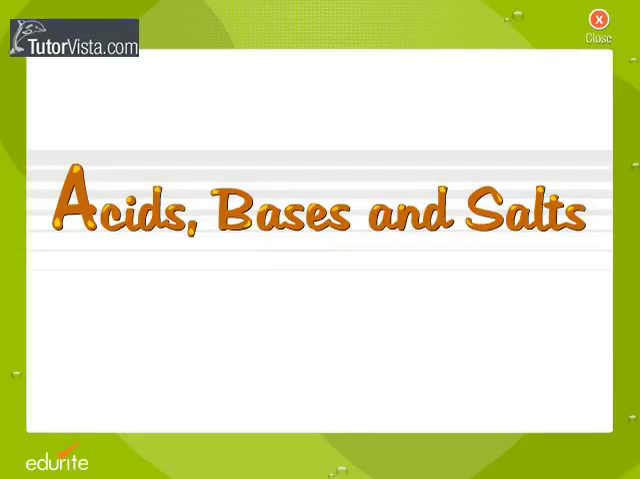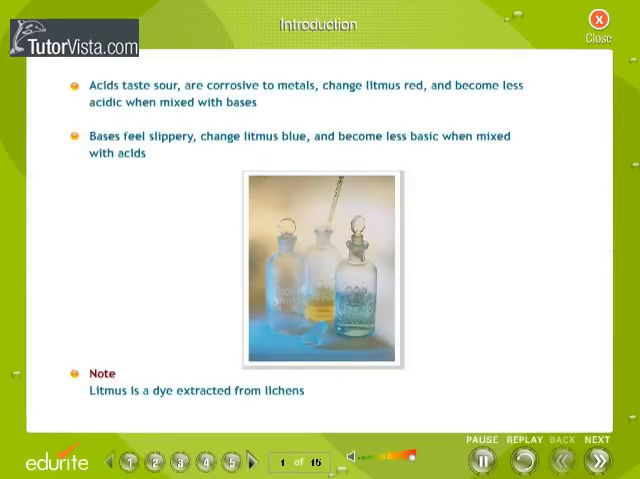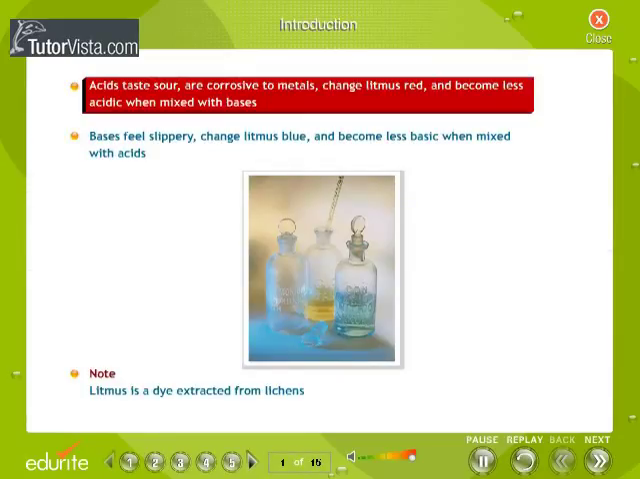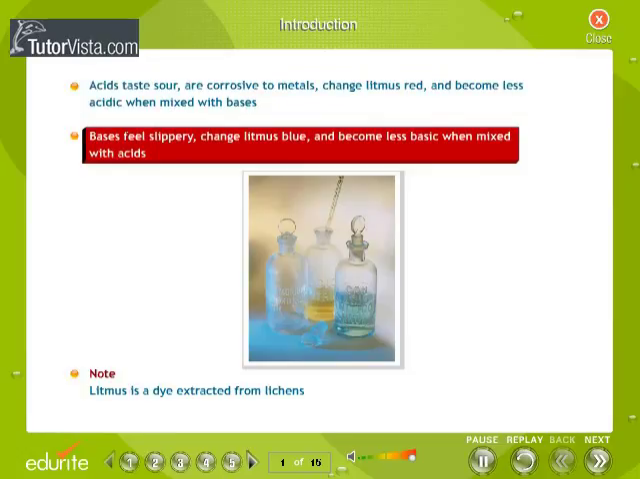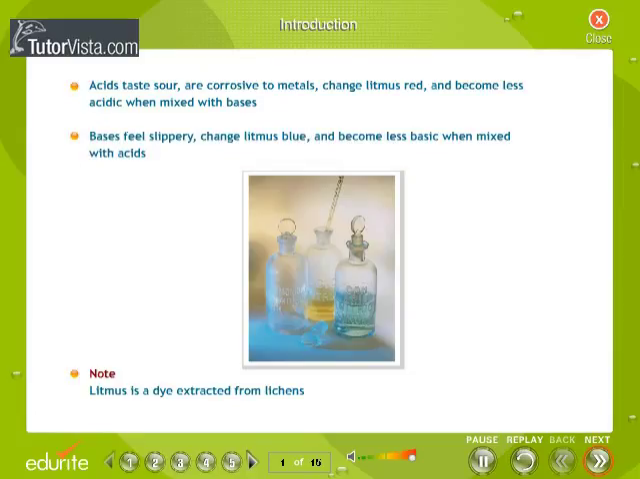Acids, bases, and salts. Introduction. Acids taste sour, are corrosive to metals, change litmus red, and become less acidic when mixed with bases. Bases feel slippery, change litmus blue, and become less basic when mixed with acids.